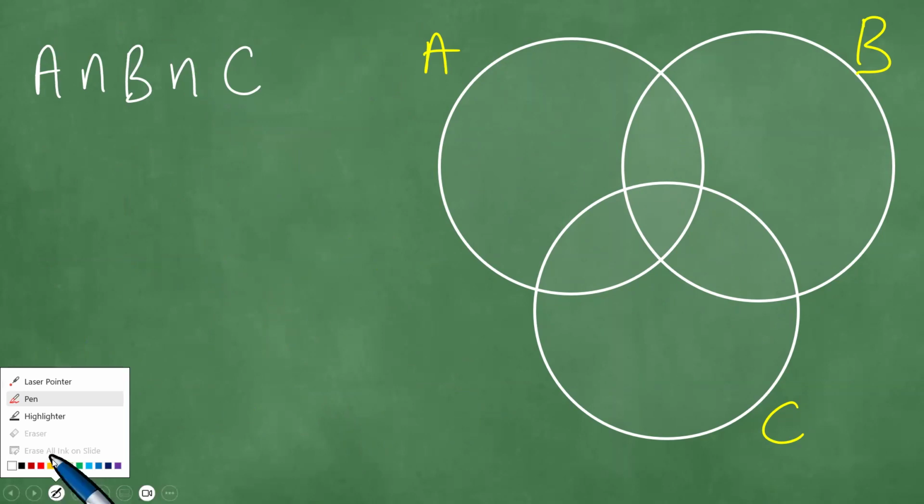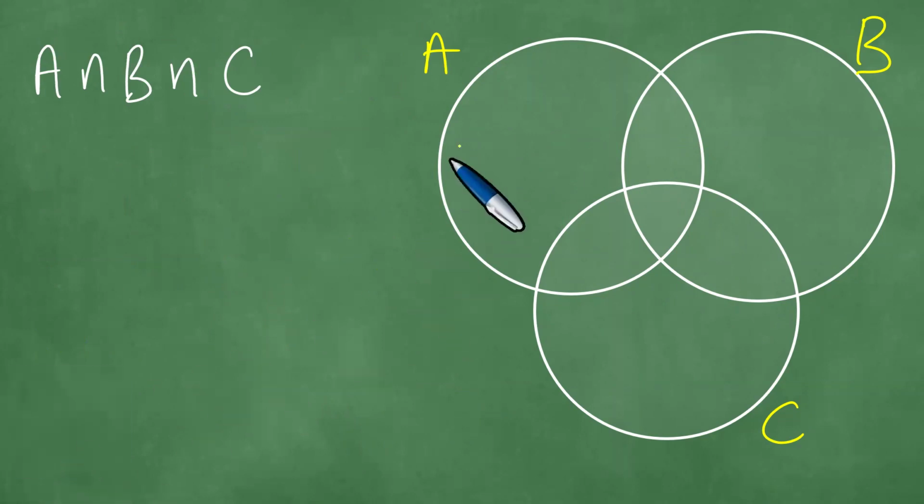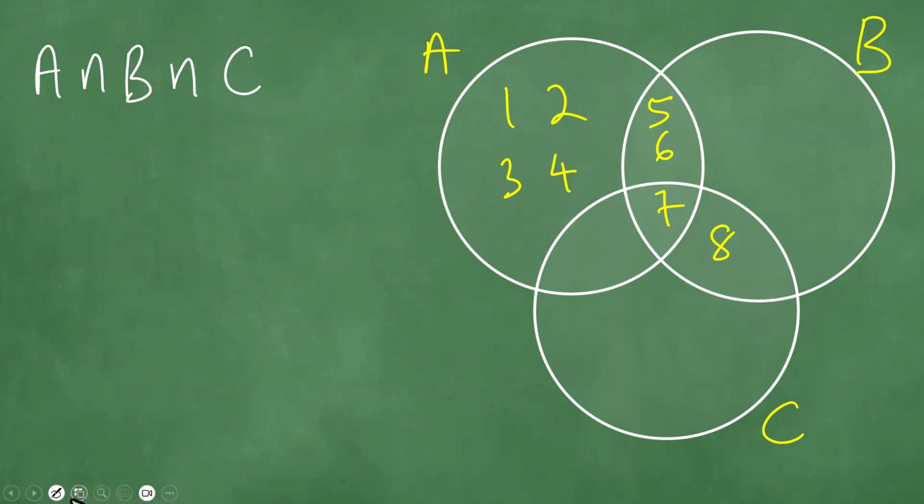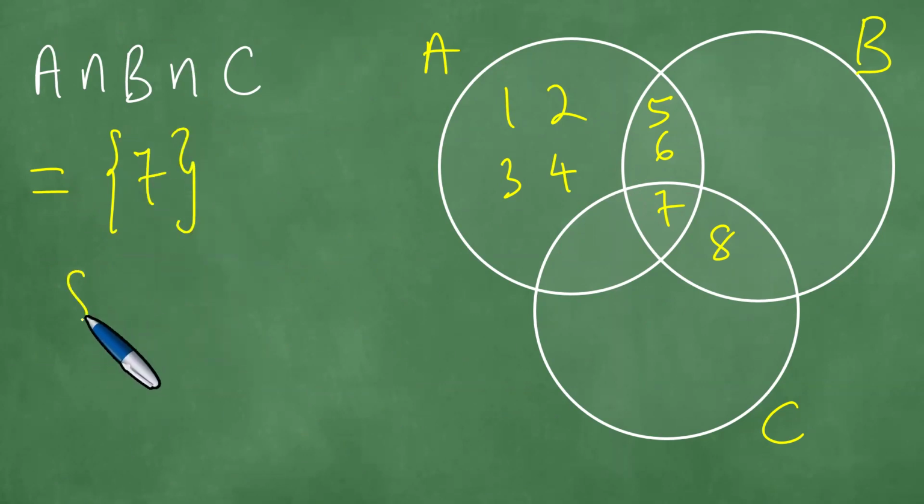Right, so to find A intersection B intersection C, we already know that this one is 1, 2, 3, 4. This one is 5, 6, 7, and 8. And we want to find A intersection B intersection C where they all overlap. And clearly that intersection consists of the element 7. It's the set that contains the element 7. And this set has a specific name. It's called the singleton. Next.